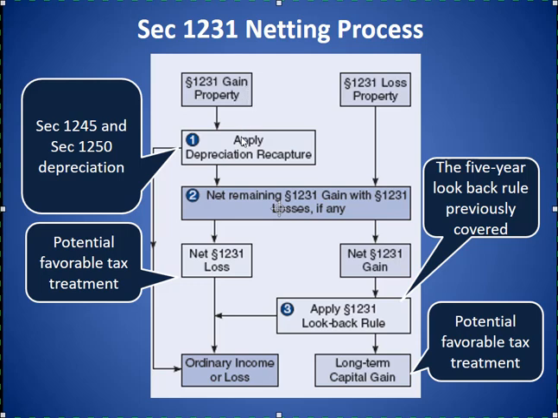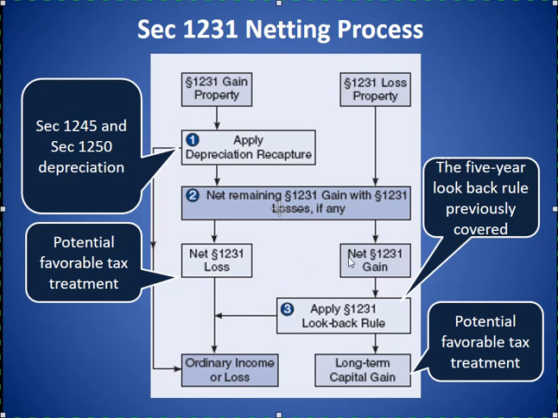The first thing we have to do is apply our depreciation recapture. Those are recaptures under Section 1245 and Section 1250. Any depreciation that is recaptured is reported then as ordinary income or loss. The amount that was in excess of depreciation recapture is a net remaining Section 1231 gain. At that point, what we do is combine any net Section 1231 gain with any net Section 1231 loss. If we end up with a net Section 1231 loss, that flows directly through to a deduction against ordinary income.